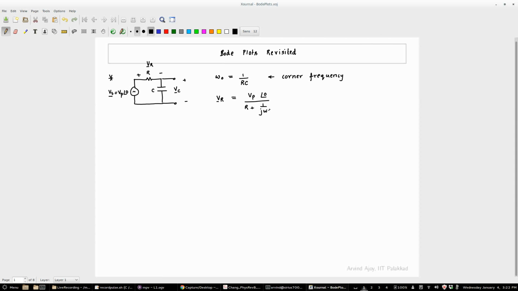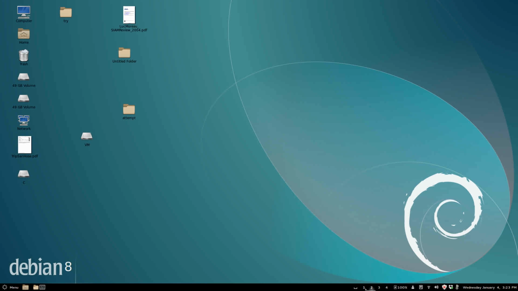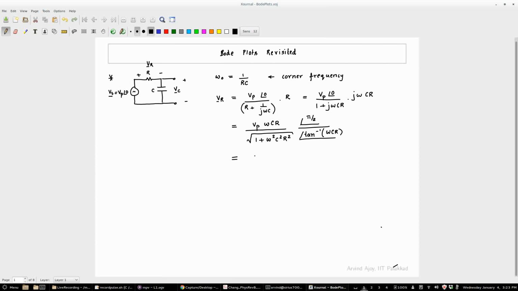If I am interested in the voltage across the resistor, that is Vr, that would be Vp angle 0 divided by R plus 1 by j omega C. That would be the current flowing in the circuit multiplied by the resistance R, and this can be simplified to Vp angle 0 divided by 1 plus j omega CR, the whole into j omega CR, which can further be simplified as Vp omega CR divided by square root of 1 plus omega squared C squared R squared.